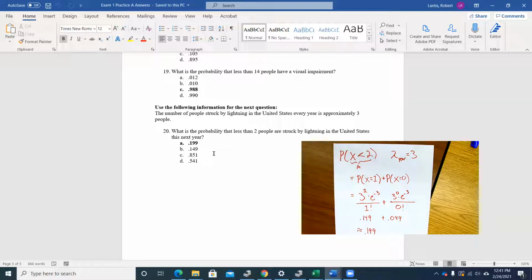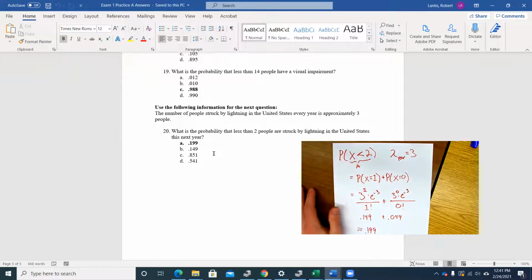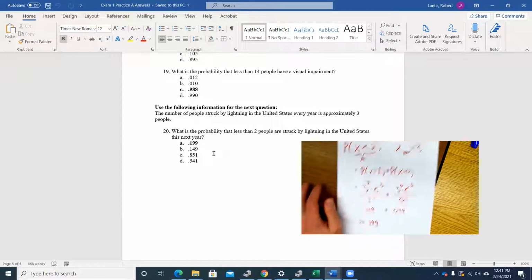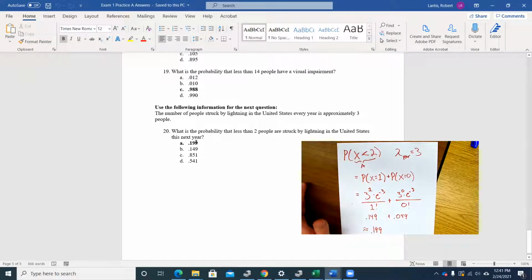So take a step back before you get into the formulas on these problems and think: given what the mean is, what should I expect this probability to be close to? This one's probably a little closer to 0 than it is to 1. Sure enough, it's 0.2, not as high as 0.8. Okay?